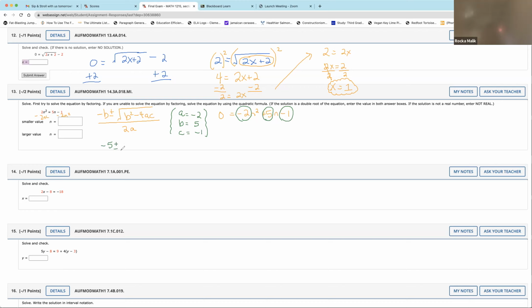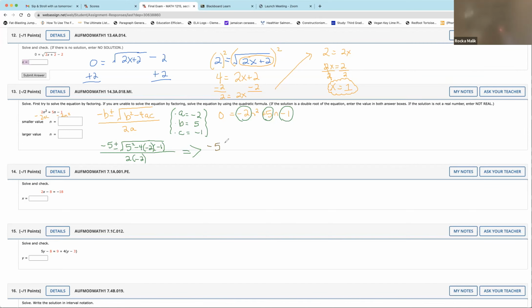-5 plus or minus the square root of b squared minus 4 times a, which is -2, times c, which is -1. Everything over 2 times a, which is -2. Now we write it over, we just get smaller and neater every time.